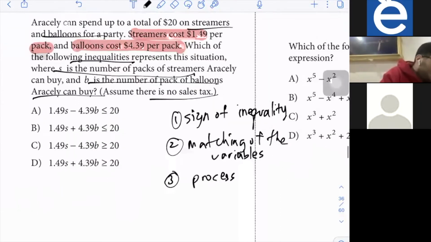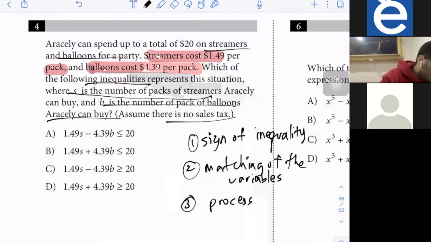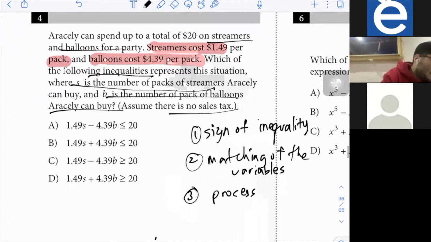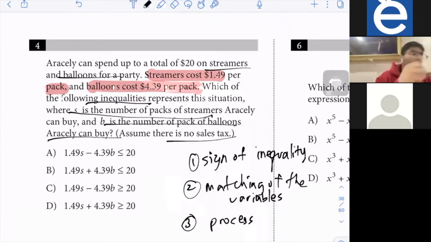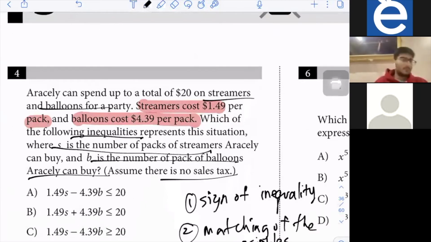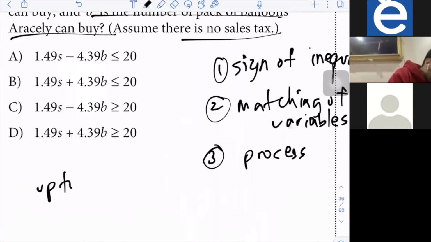Okay, so first we have to look at the sign of the inequality. The sign of the inequality can be shown basically in the question, in the first sentence of the question. Arsley can spend up to a total of $20. Up to means it's less than or equal to. If it was at least, then it would be greater than or equal to, because that's the bare minimum. So let me write that down for you guys to have. Up to gives a hint at the maximum amount. It has to be less than or equal to.